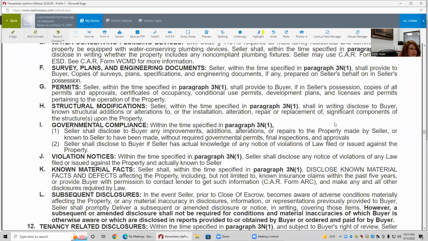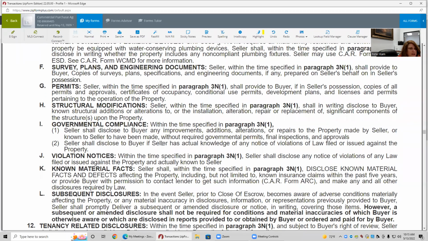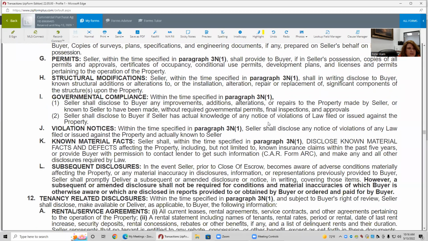Make sure they're disclosing that. And if the government compliance, so if they've done any improvements, additions, alterations, the same as we would do with a house or a residential unit, make sure that they're disclosing that. And if the seller has received any notifications of violations on that property, they need to let the buyer know, okay? So what could be a violation?